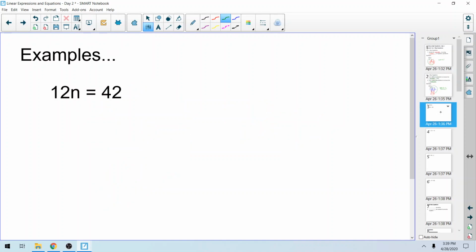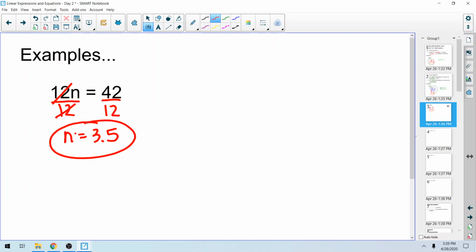First example, 12n equals 42. So the only thing that I see next to the n is the 12. Right now it's 12 times n, so we're going to use the opposite of multiplication, which is division. Divide both sides by 12. 12 divided by 12 goes to 1, so 1n equals 42 divided by 12. I'm getting 3.5, so n must be 3.5.